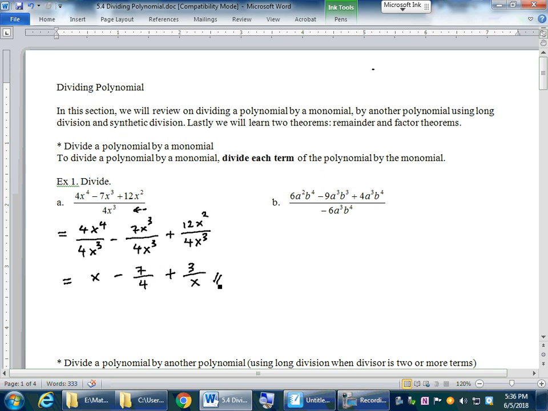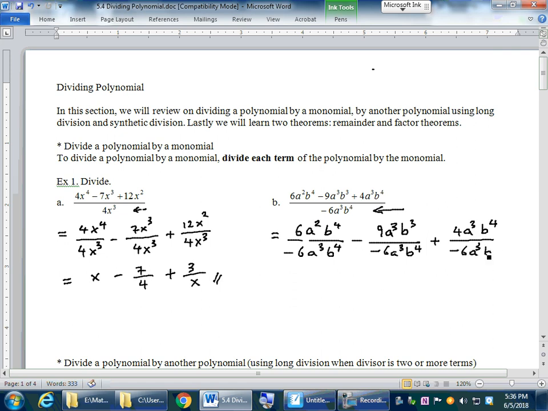However, you have to remember on the test to check what the divisor is. In this case, example B, again the divisor is a monomial, so I can use this technique. Splitting out 6a to the second, b to the fourth, over minus 6a to the third, b to the fourth, minus 9a to the third, b to the third, over negative 6a to the third, b to the fourth, plus 4a to the third, b to the fourth, over minus 6a to the third, b to the fourth.